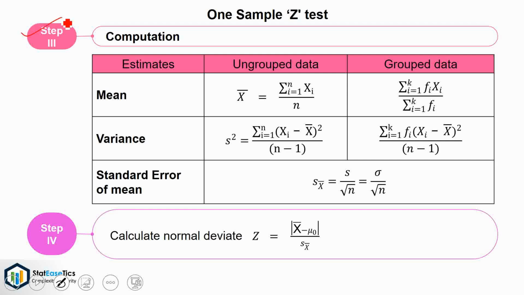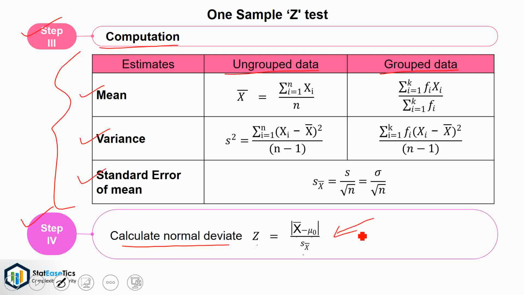The third step is computation, that is, we have to compute the given estimates, that is mean, variance and standard error of mean for ungrouped data or grouped data using the given formula. The fourth step is to calculate the normal deviate using the given formula, that is Z is equal to modulus x bar minus mu 0 divided by S x bar, and here we have to put the values of the variables calculated in the previous step.